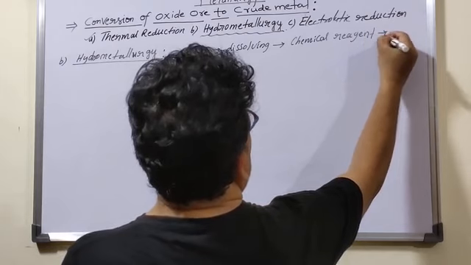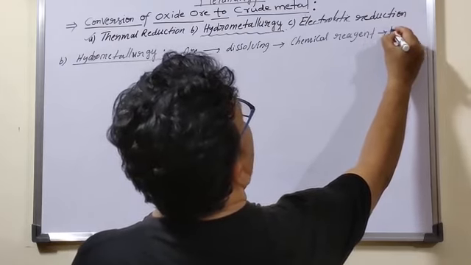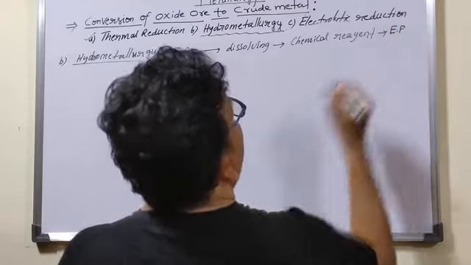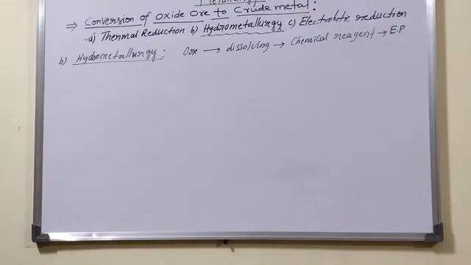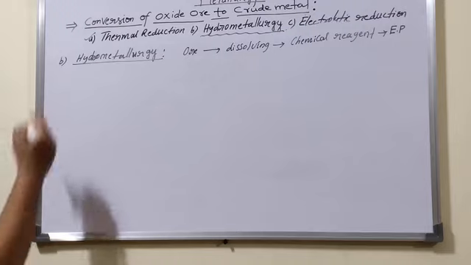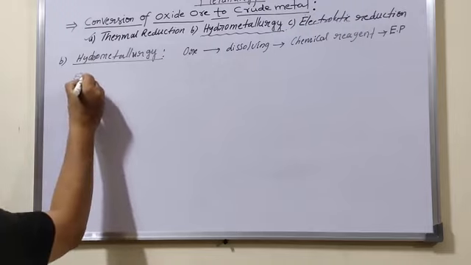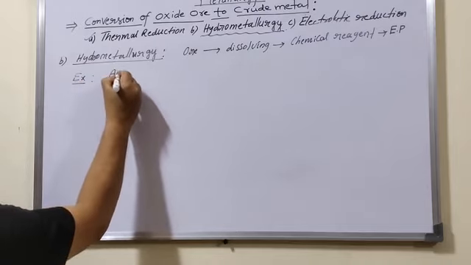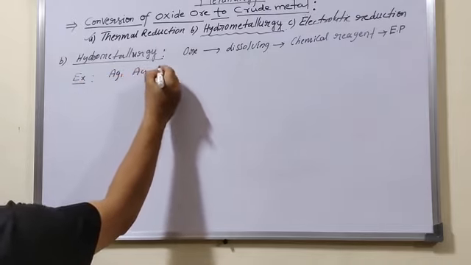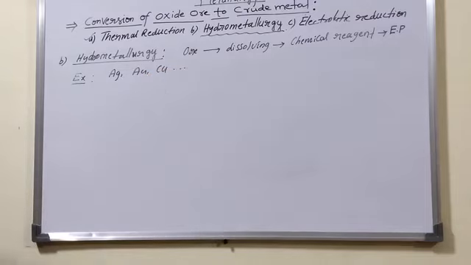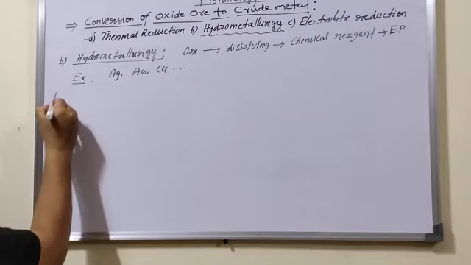Ore is subjected to dissolve in a chemical reagent in the presence of more electropositive metal. And what type of metals are extracted here? Generally silver, gold, copper; such metals are extracted in the hydrometallurgy process. Like, I am taking silver extraction.